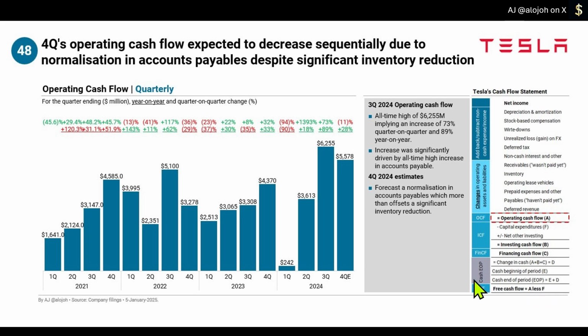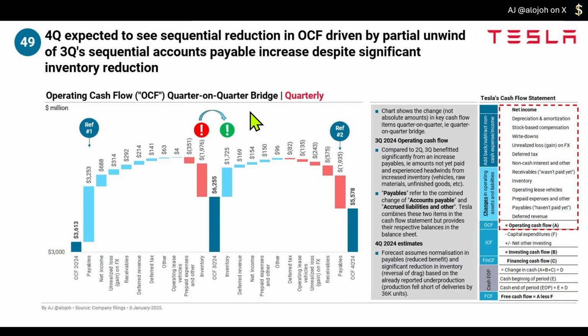And this is the reason why we start on this slide with operating cash flow. Later we will go into some of the key drivers. I expect that the operating cash flow comes down a bit in the fourth quarter after the exceptionally strong third quarter. You can see it here: Tesla delivered almost 6.3 billion, and I estimate it comes down to 5.6 billion. So just keep these two numbers in mind, 6.3 billion and 5.6 billion, because here you have a change analysis.